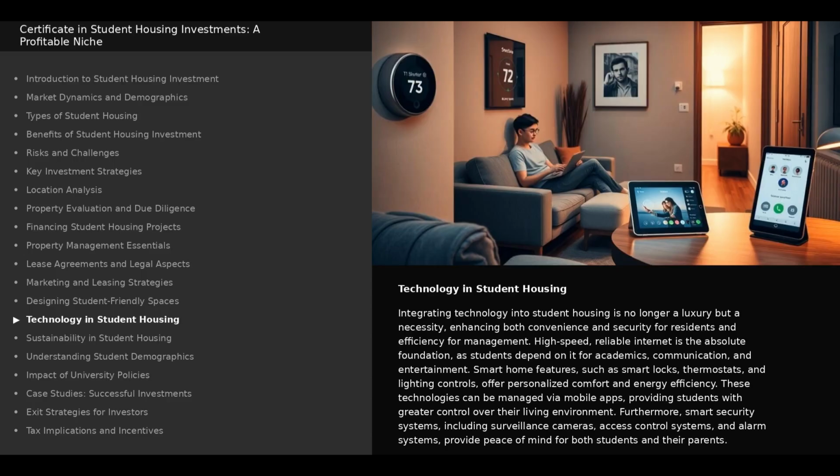Technology in student housing. Integrating technology into student housing is no longer a luxury, but a necessity, enhancing both convenience and security for residents and efficiency for management. High-speed, reliable internet is the absolute foundation, as students depend on it for academics, communication, and entertainment. Smart home features such as smart locks, thermostats, and lighting controls offer personalized comfort and energy efficiency.